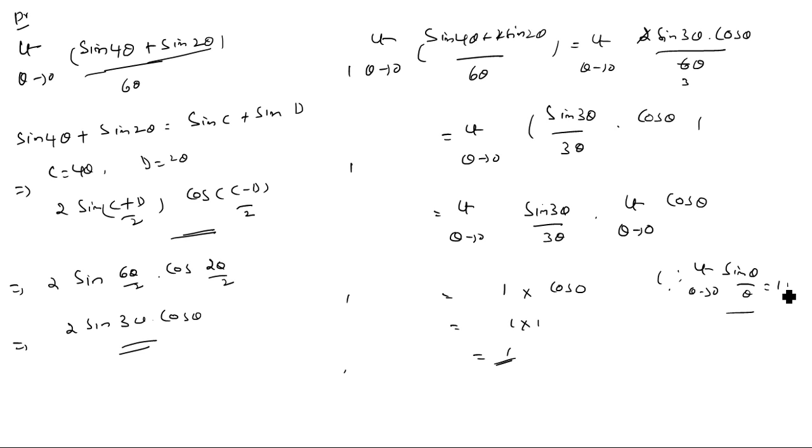So in this method, we apply the standard trigonometric formulas. Here the basic one is sin C plus sin D. We apply that formula 2 sin of (C plus D) by 2 cos of (C minus D) by 2, and we get 2 sin 3 theta and cos theta. Finally we simplify: limit theta tends to 0 sin 3 theta by 3 theta into limit theta tends to 0 cos theta. Just applying the values, we get 1 into cos 0, and cos 0 is nothing but 1. So 1 into 1 is nothing but 1. So here we write that cos 0 is equal to 1.